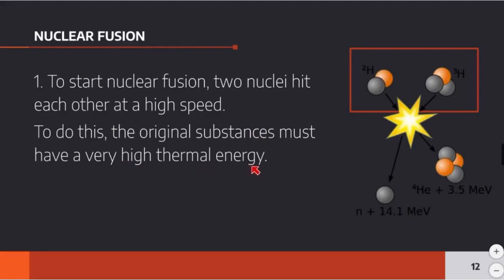And so we have to have the original substances at a very high thermal energy in order for fusion to happen. So the most common place you see nuclear fusion is the sun. You can't see it directly because it's in the core of the sun, not on the outside of the sun, but there is nuclear fusion in the core of the sun. And the one thing we know about the sun is it's hot.